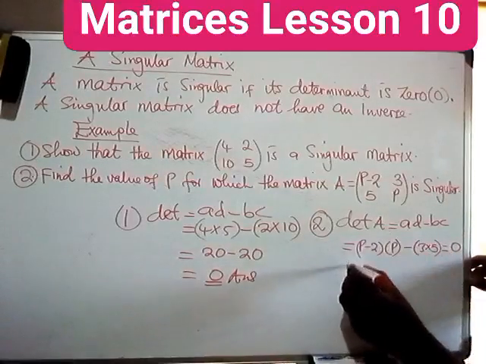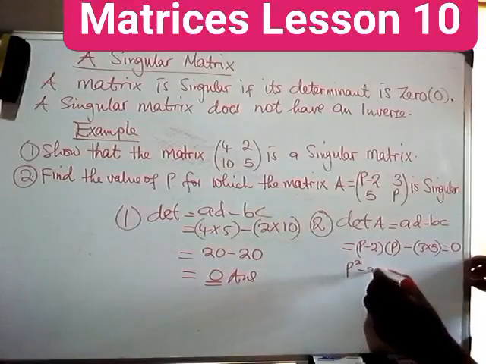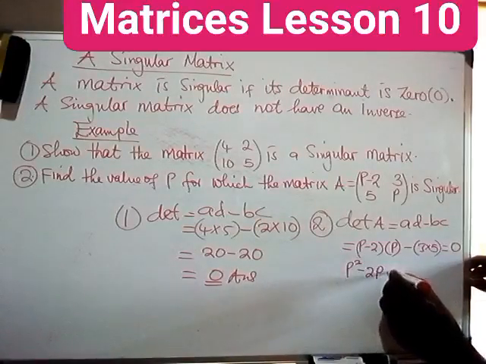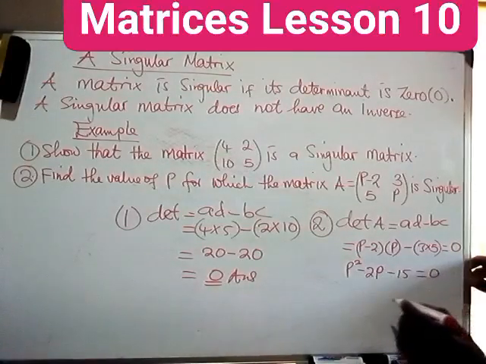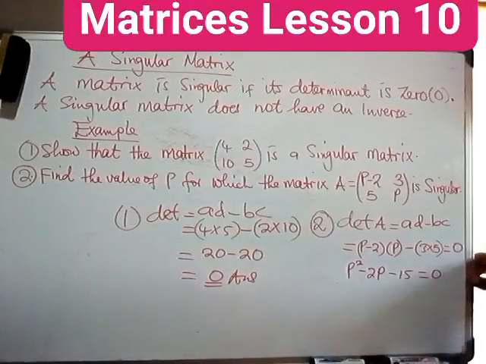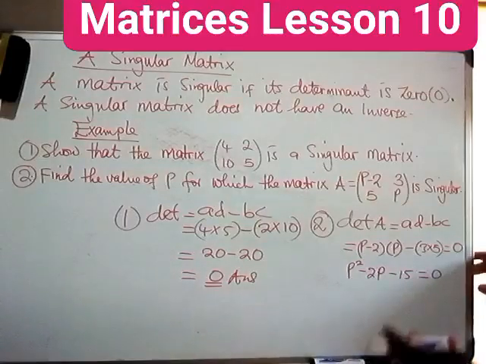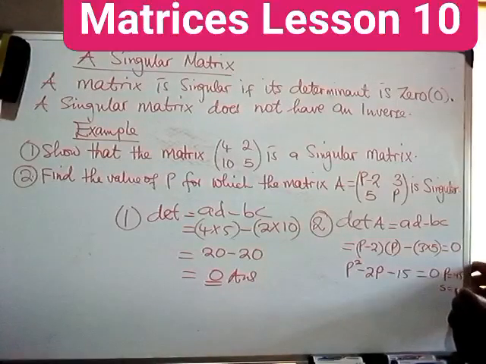So this multiplied by this one, we are going to have P squared, then minus 2P, then minus 15 is equal to 0. Now, when you are finding the value of P, you are solving it, because the question is saying find the value of P. So when you are solving this one, your product is negative 15. Our sum will be negative 2. Then 2 numbers, which are the factors, it will be 5 and 3.